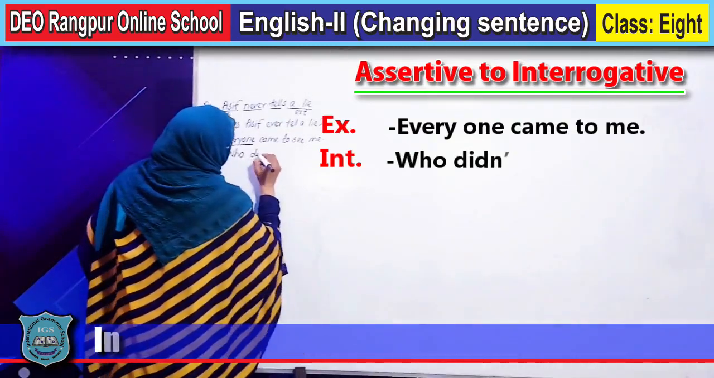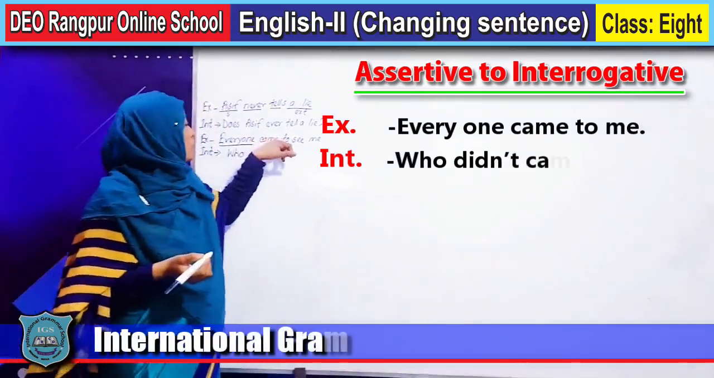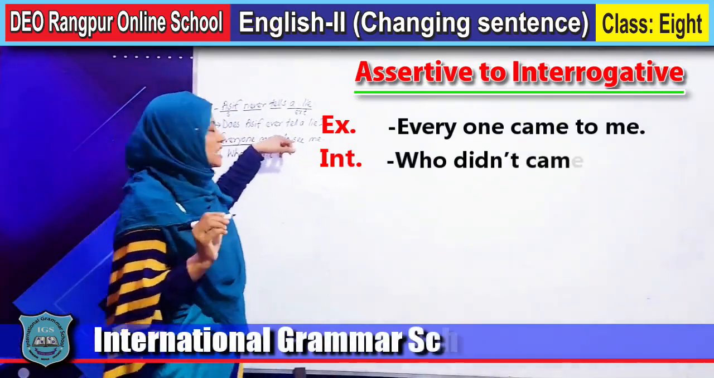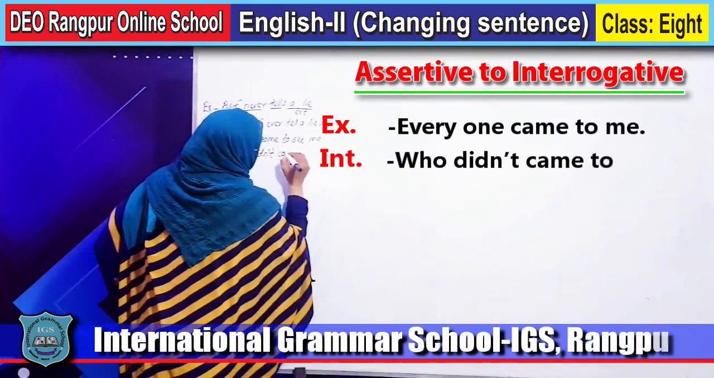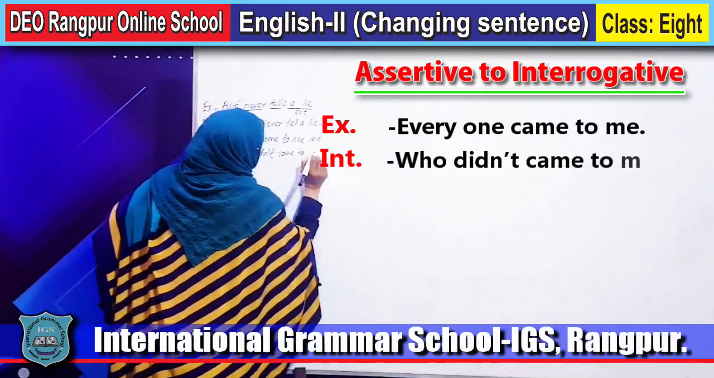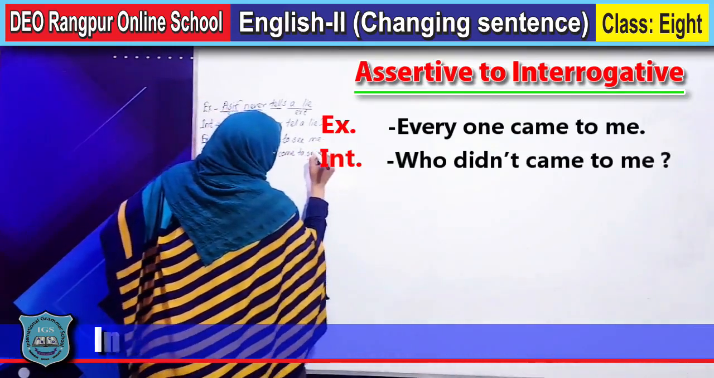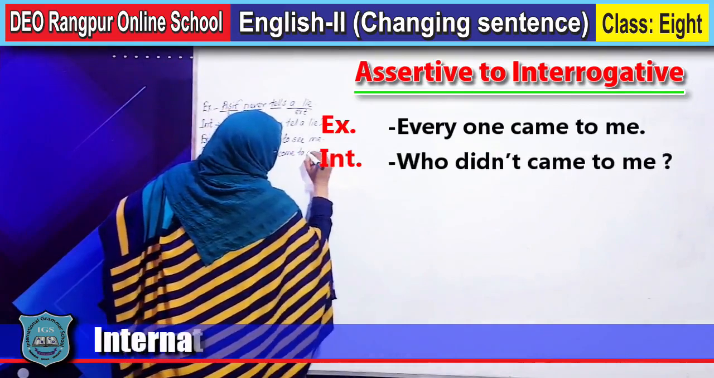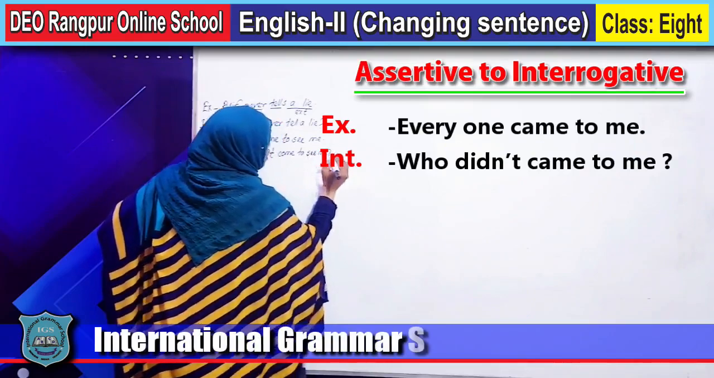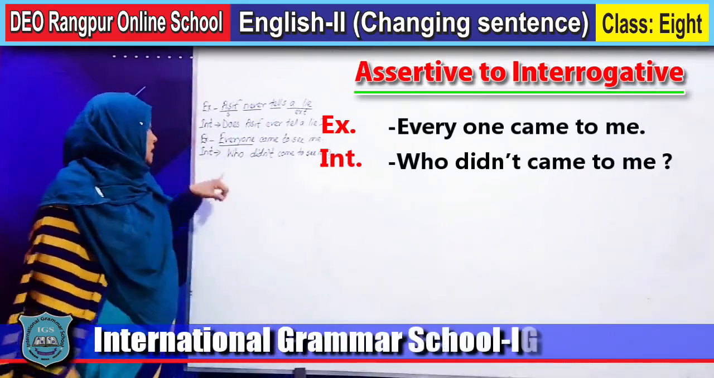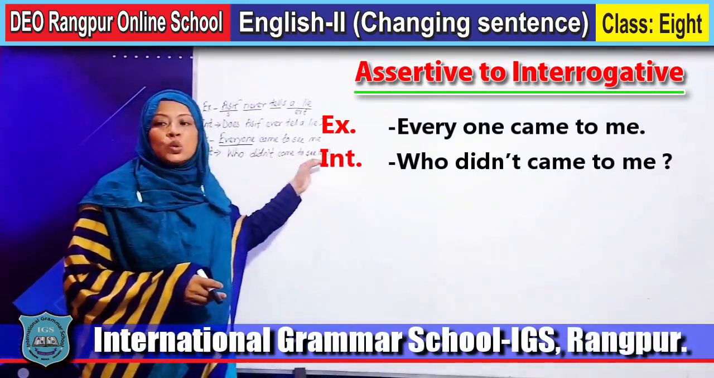Who did. Then this is the principal verb P1. Come is the present form of came. Who did come, then the next part after the principal verb, to see me. And at the end of the sentence, a question mark. So the interrogative sentence will be: who did come to see me?